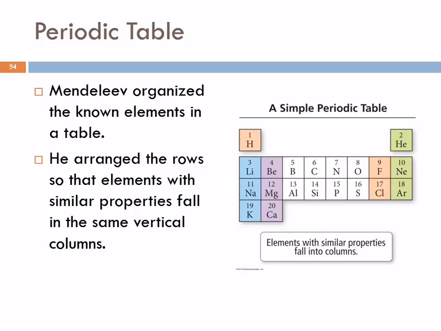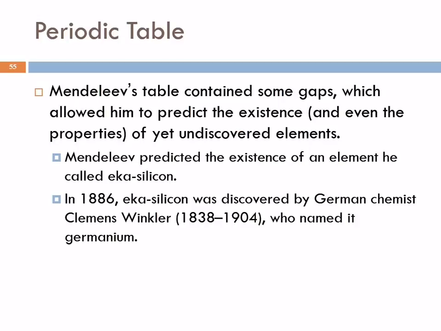Periodic table. So he organized the elements into a table, and he made rows so that those elements with recurring properties ended up in the same column. So lithium, sodium, potassium line up. They have similar properties. Beryllium, magnesium, calcium. Helium, neon, argon. Hydrogen, kind of a weird guy. We'll talk about how hydrogen likes to be an exception to lots of things.